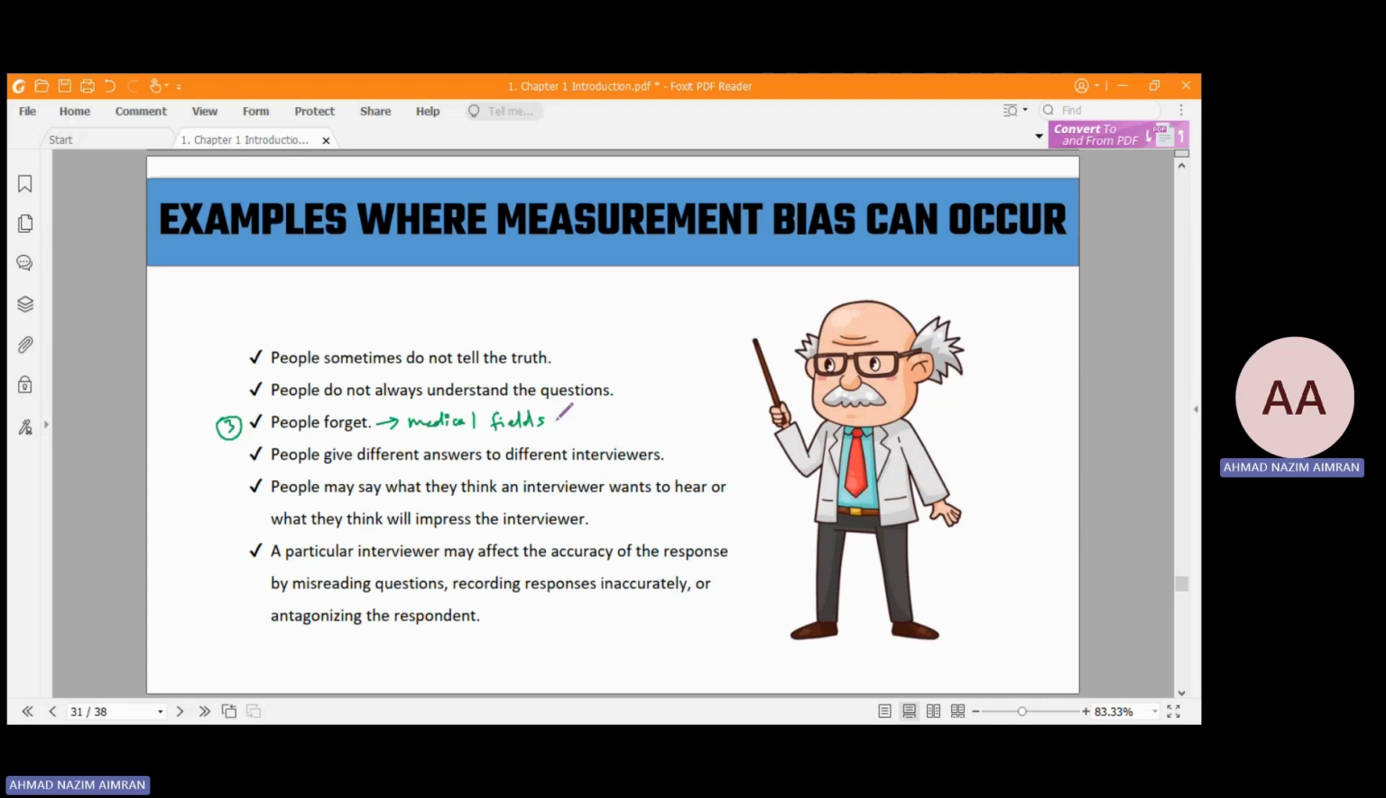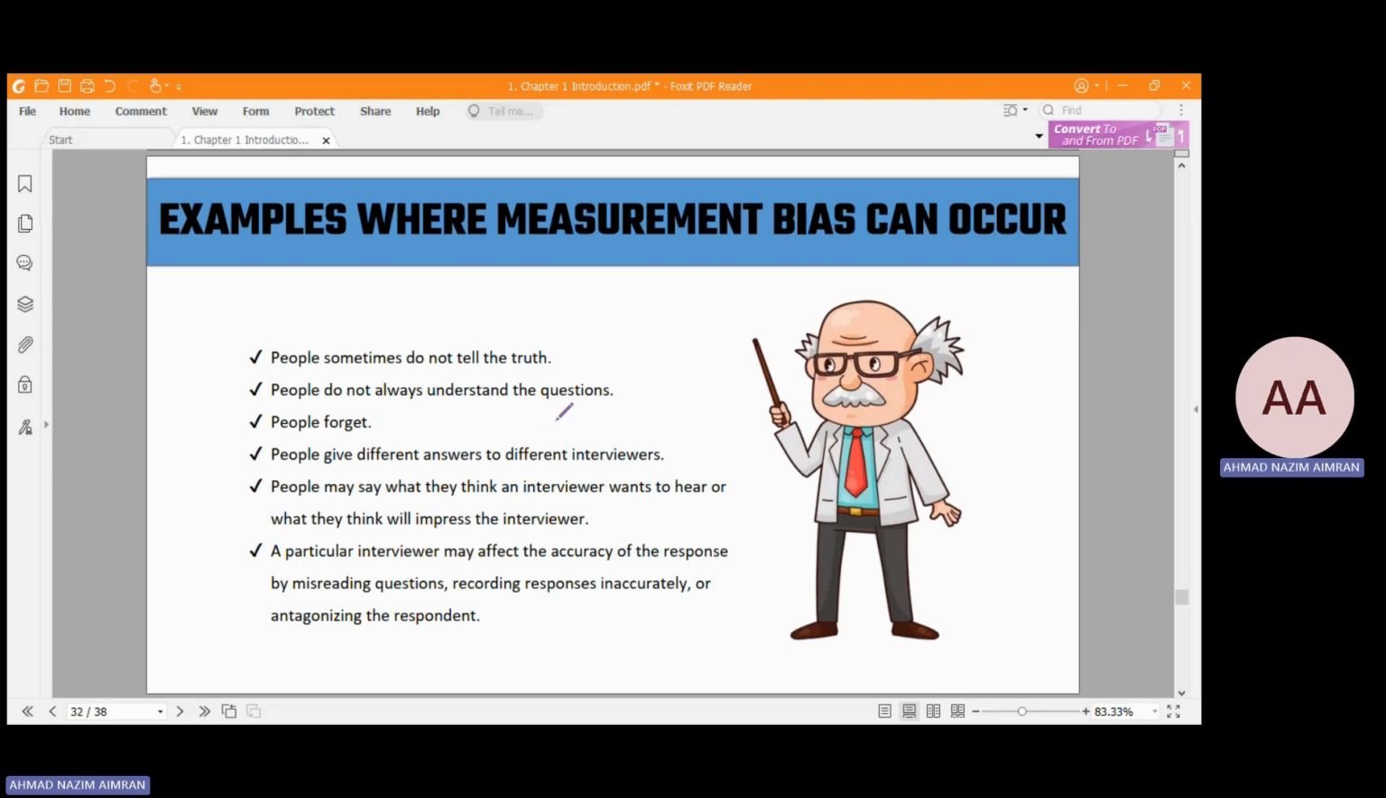People cannot know how many times they had a headache in the last 2 months, or maybe even last week, we cannot know. Okay, so that is where a measurement bias can occur, because if they don't know, they might just tell us or give us information that is not true.